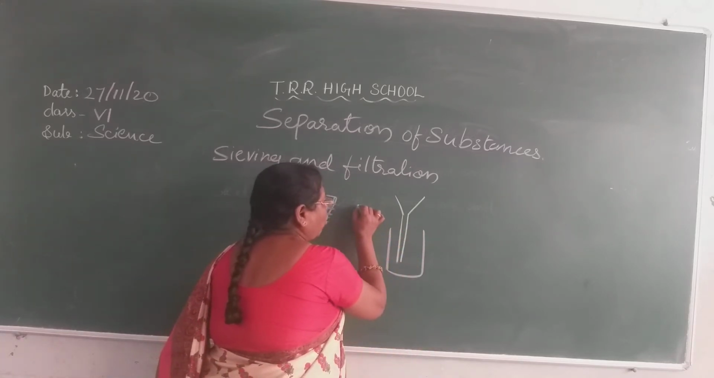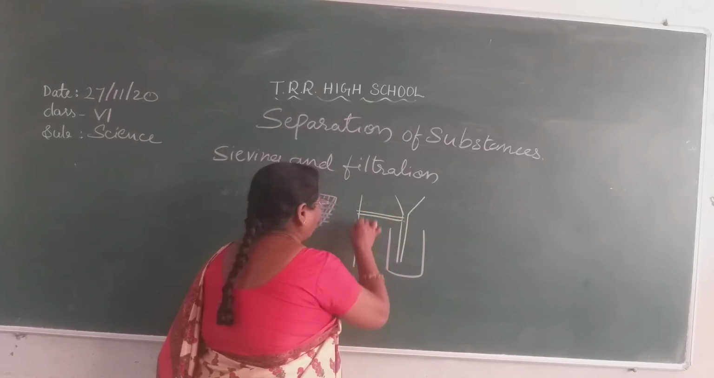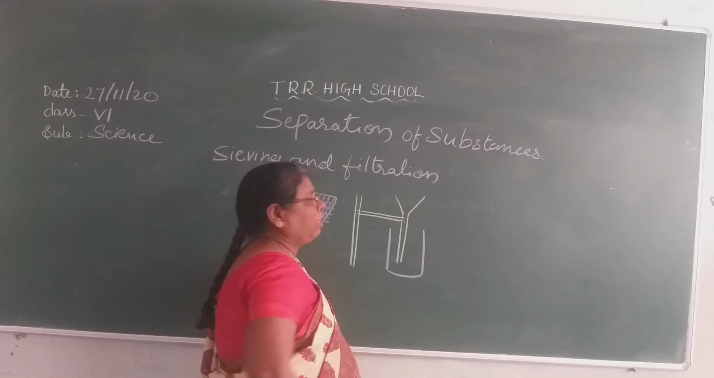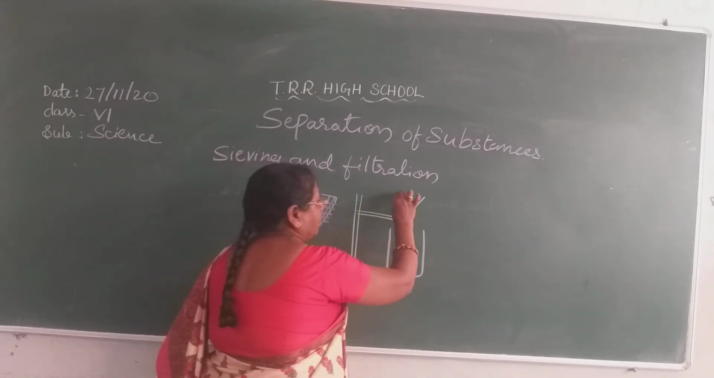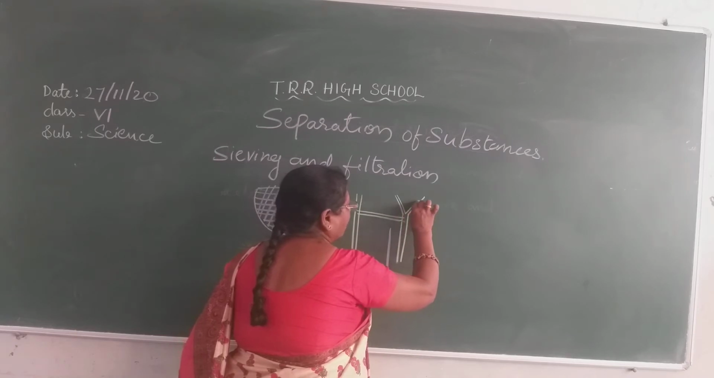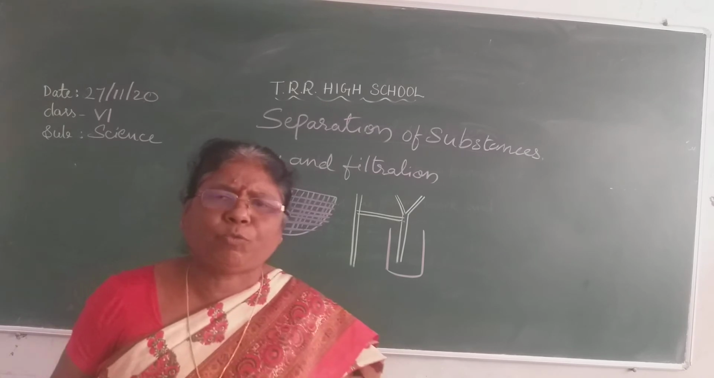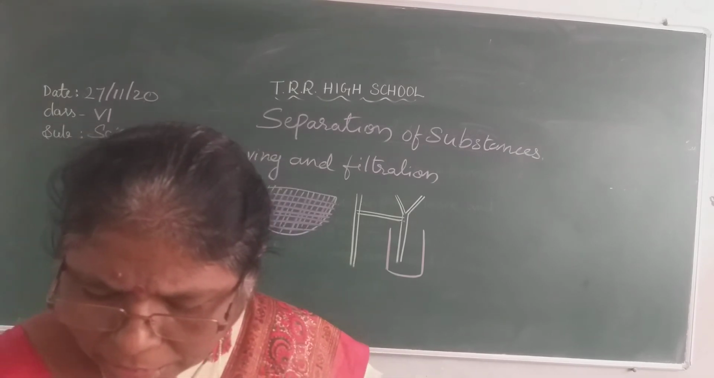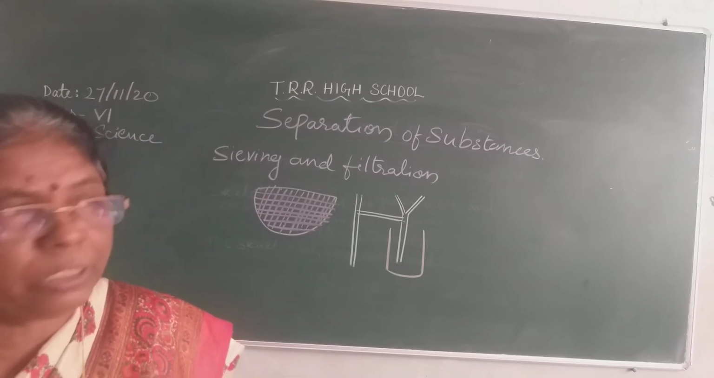Fix the conical flask with the stand. Okay. Now take the filter paper and make it into the shape of the conical flask. Very fine holes are there in the filter paper.